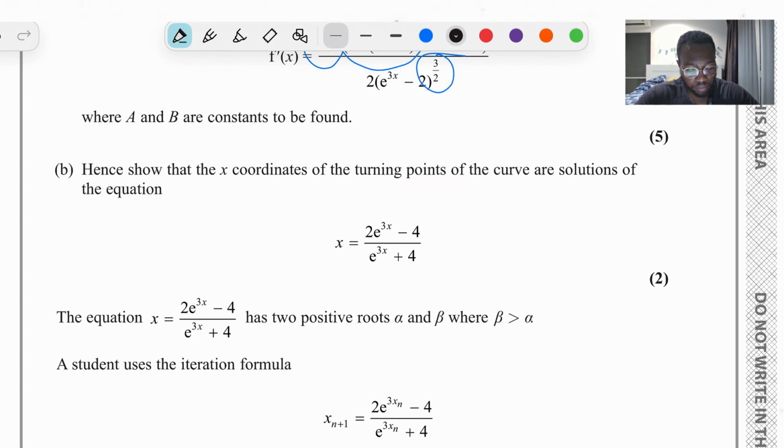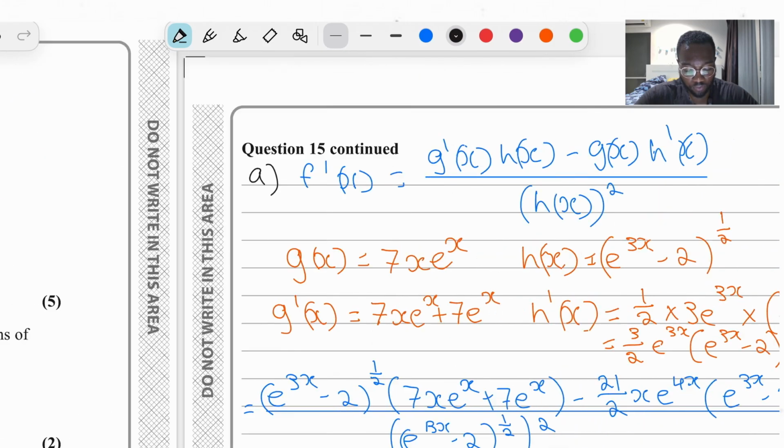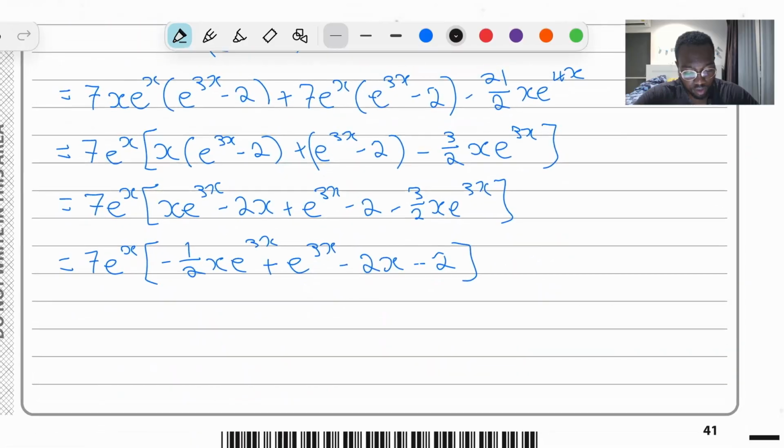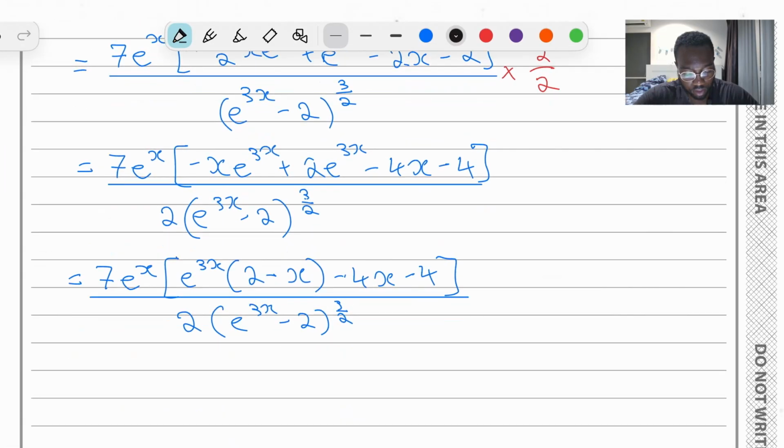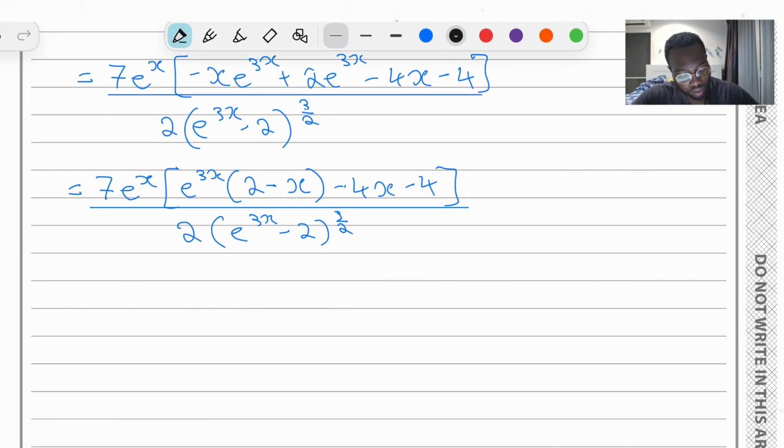Okay, so part B, we need to show the x-coordinates of the turning points of the curve are the solutions to this equation here. So again, if we look at our answer, we know that this is f dash x, and if this is equal to 0, that will give us our turning point.